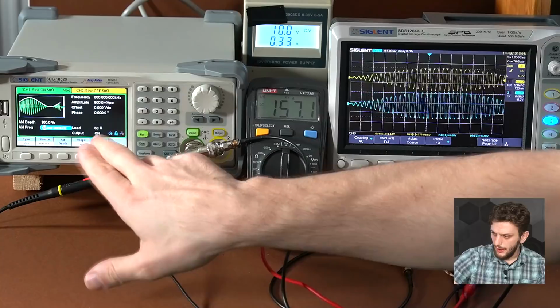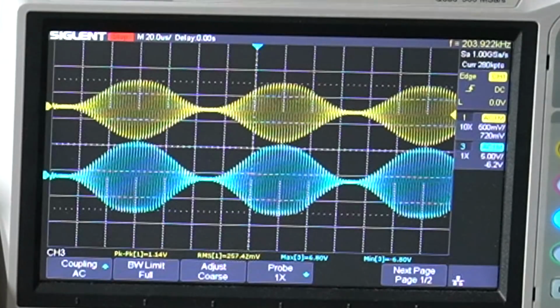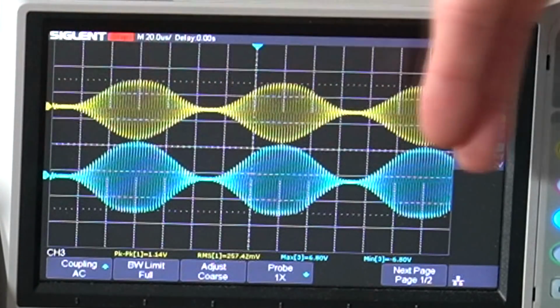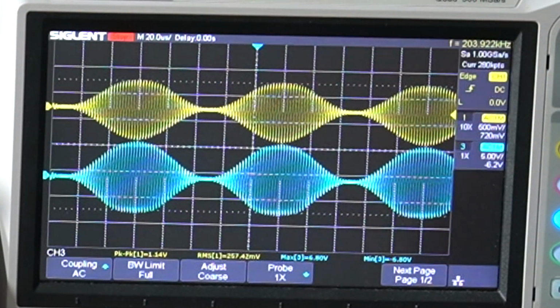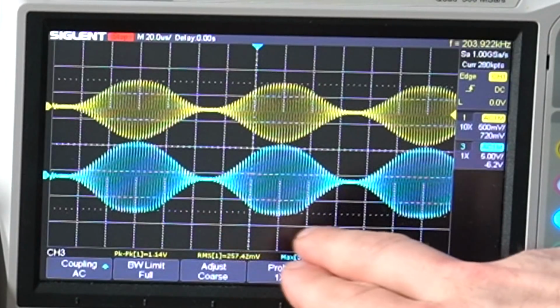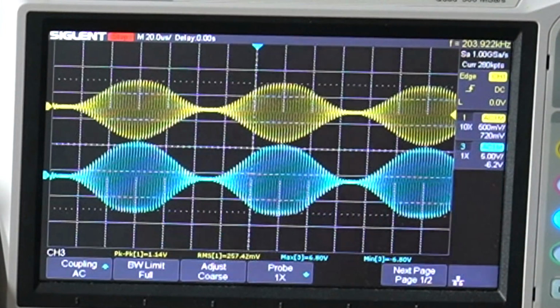First off being amplitude modulation. We can see that the input signal and the output signal are almost identical in shape. Maybe there's a bit of distortion here on the bottom of the blue signal, but that of course can be adjusted by the input signal amplitude.